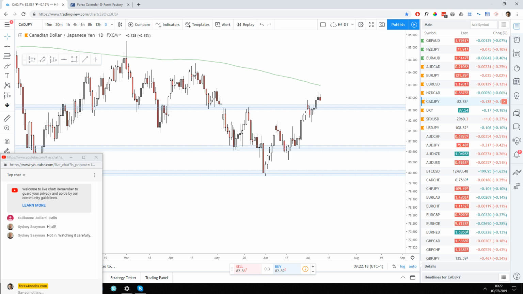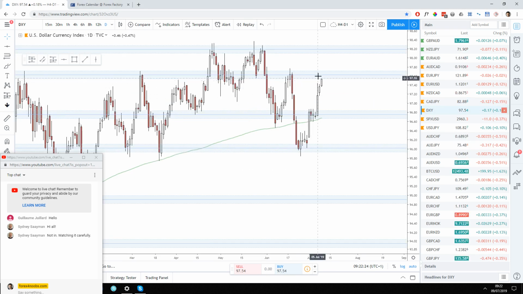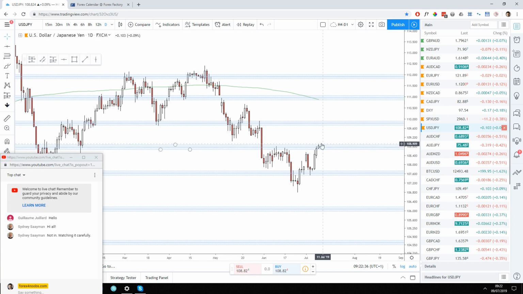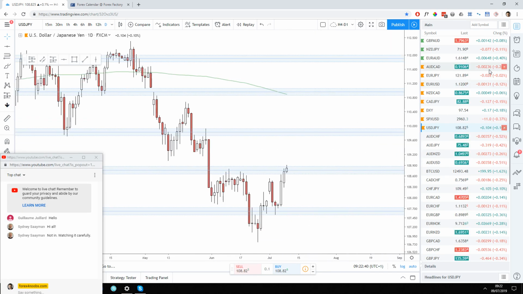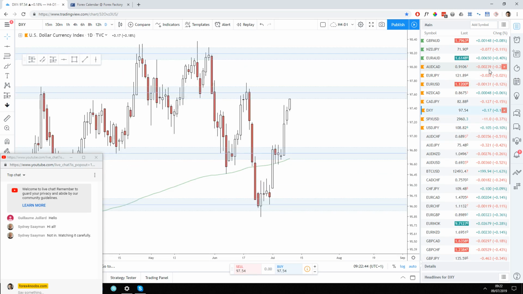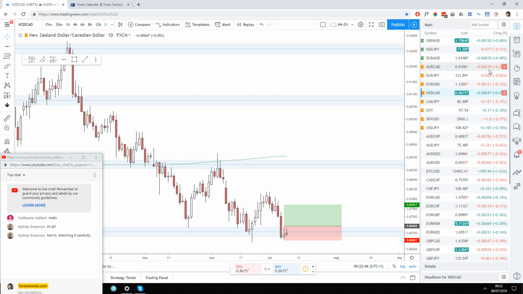CADJPY, we're just looking at a potential continuation if price dips back down to support. DXY, price is hitting resistance, so we're just going to see if price stalls at this resistance area. S&P 500, looking for a potential continuation if price stalls out at this support area. And USDJPY, price is stalling out at resistance, so there's potential for a short here if it does continue to stall out. I'll be watching these all on the daily, 12-hour, 8-hour, 6-hour.